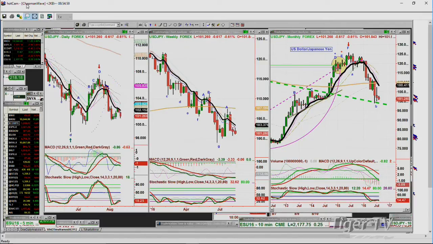Look what happened at D. It pulls back very sharply, and it looks like it's making that arch formation. If it goes under 101, be careful. It could test the 100 level very quickly.